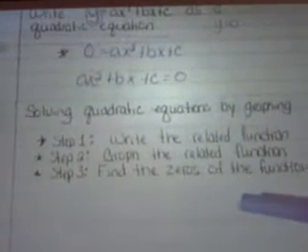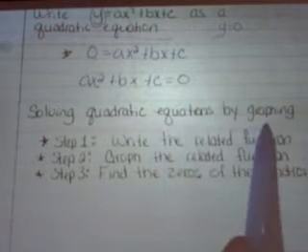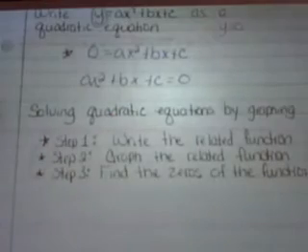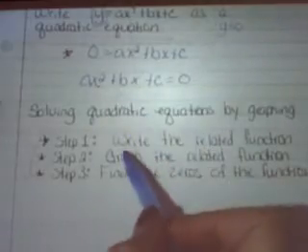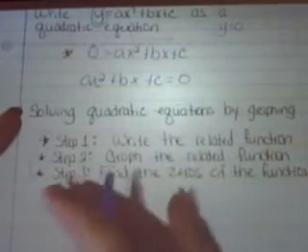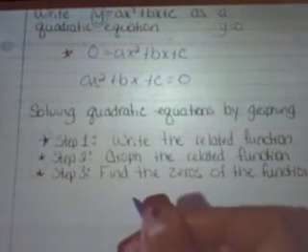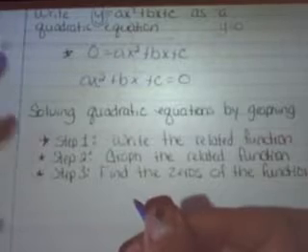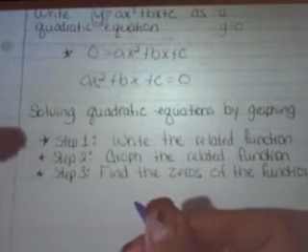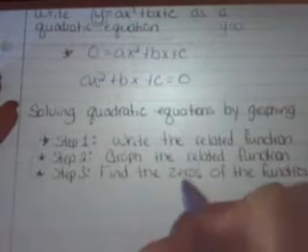There's 3 steps that we use in order to solve quadratic equations by graphing. Step 1 is to write the related function. If it gives you an equation, write it as a function so you can graph it. Step 2, graph the related function. You're going to graph it on a coordinate plane, which means you need to have some points. Step 3, find the zeros of the function.